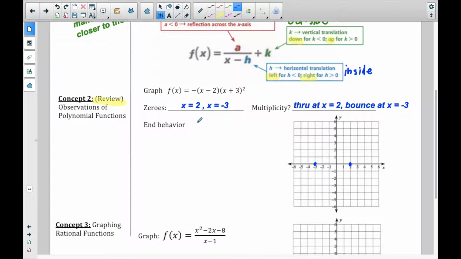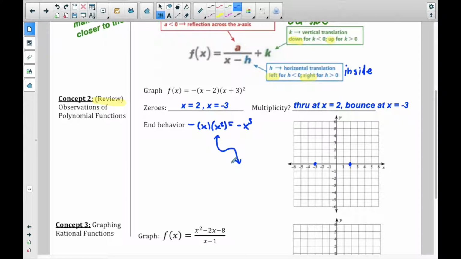Well, we have to look at the end behavior. And if you look at what's going on here, we have a negative sign, we have an x, and we have an x squared. And that comes out to be a negative x to the third. Do you remember what a negative x to the third end behavior looks like? It's going to look something like this.